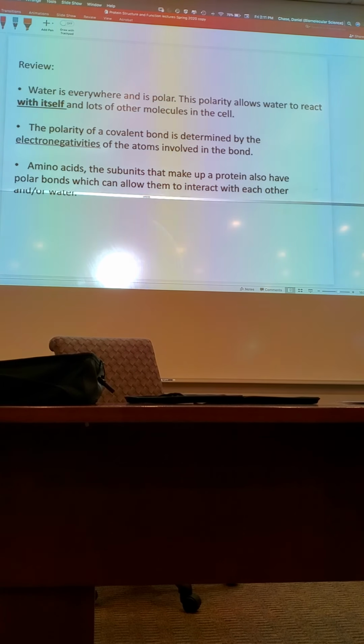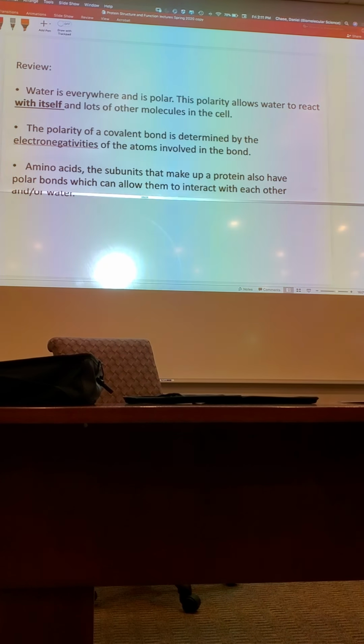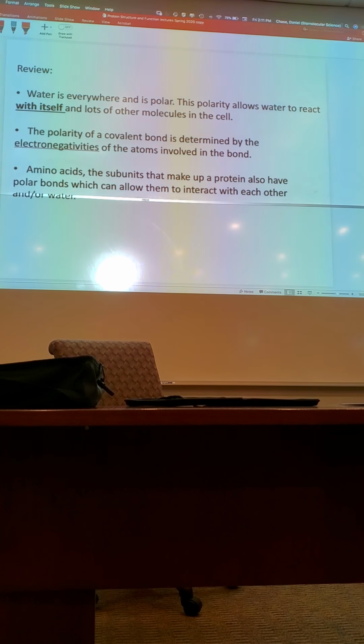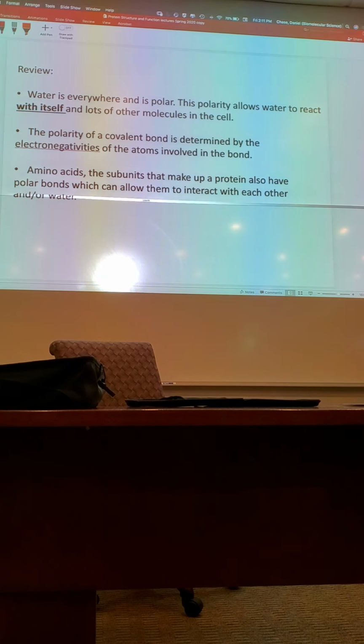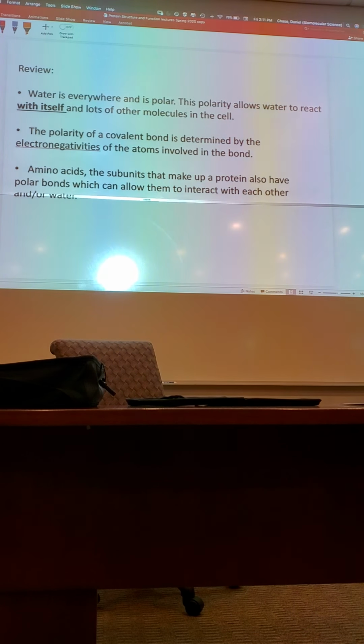And it's capable of interacting with lots of other molecules in the cell too, including, it appears, at least amino acids. We're going to look at proteins soon, but since amino acids are the building blocks of proteins, it seems important that we consider them first.